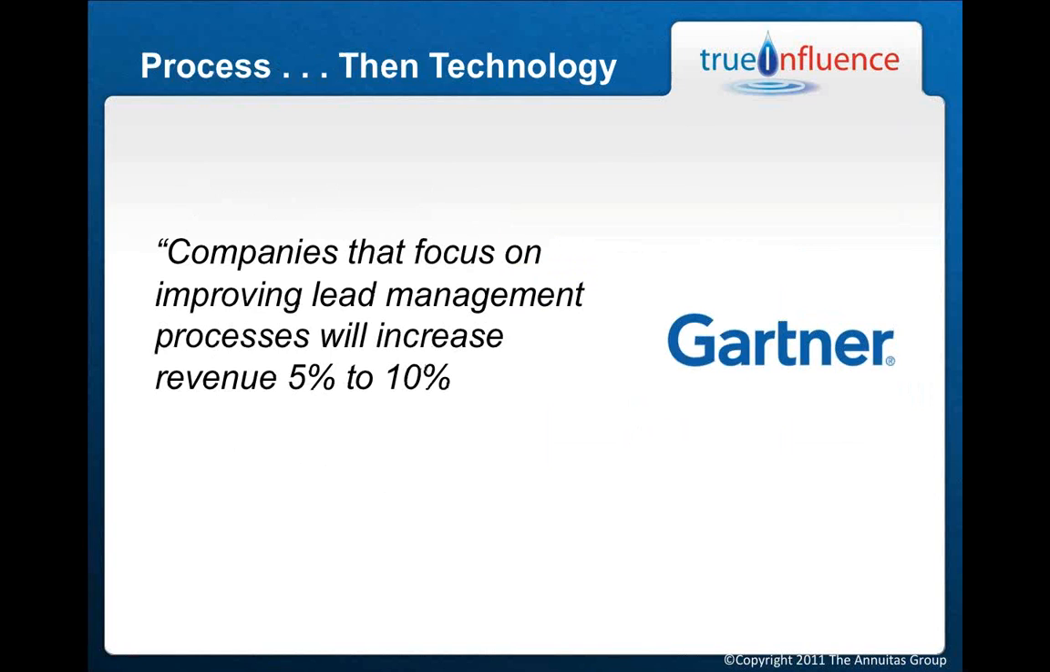So we're back to technology and process. Gartner again came out with a study just recently, this past spring, that showed that companies that focus on improving lead management process will increase their overall revenue 5 to 10%. That's a significant amount of revenue for organizations to think about. Even if you're a small organization, what does a growth of revenue of 10% mean to you? This was just one study. Serious Decisions has done another study that shows the revenue increase can be actually quite more dramatic than 10%.